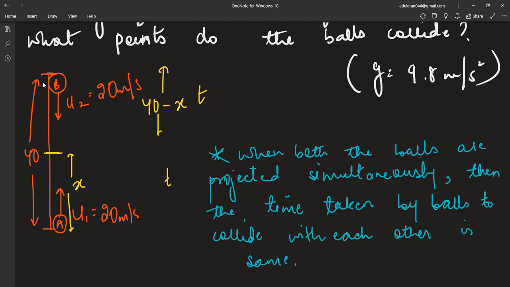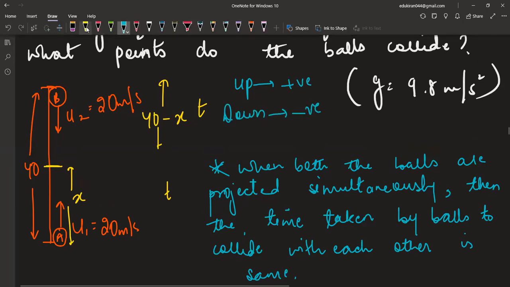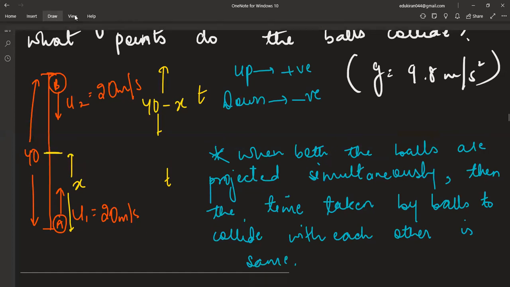If this is moving at a faster rate, it will take lesser time. So both the speeds are also same, time is also same. Just the distance covered is different. Let us again assume a sign convention. Let's take upwards as positive. Let's take downwards as negative. You can take any sign convention according to the question, whichever sign convention you prefer.